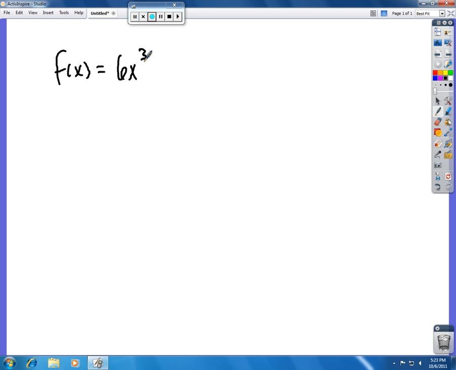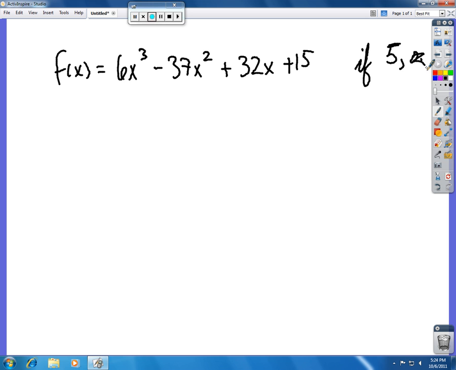6x cubed minus 37x squared plus 32x plus 15. And in this example, what we want to do is factor this into linear factors if we know 5 is a 0 of f. So if we're given 5, so if 5 is a 0, so we know that 5 is a 0, so that's going to come out front and be our k.